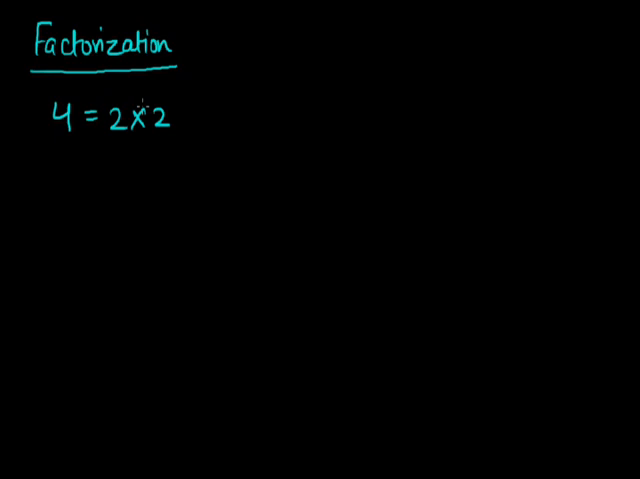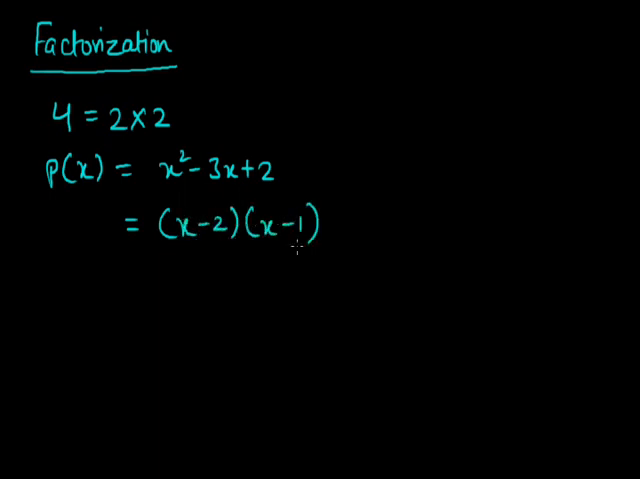So as we have written 4 in the form of product of its factors, this is known as the factorization. In the same way, if we have any polynomial, let's say x square minus 3x plus 2. So suppose we have taken this polynomial. If we want to do the factorization of this polynomial, we can write this polynomial in the form of its factors. Factors of this polynomial are x minus 2 and x minus 1. So it means we have done the factorization of this polynomial.